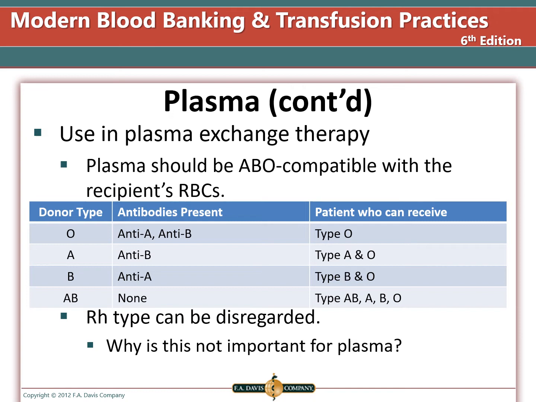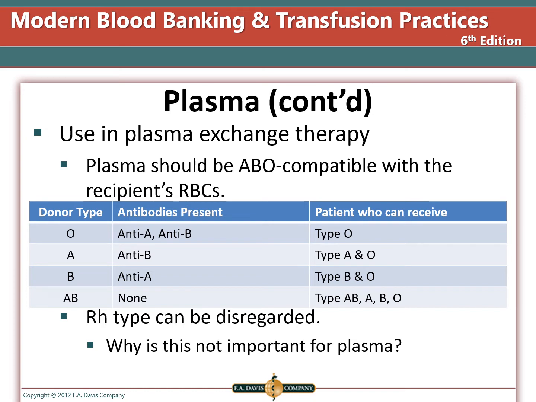Plasma can be used for exchange transfusions. Plasma must be ABO compatible with the recipient's red blood cells. This means that the plasma should not have antibodies to the patient's red blood cells. Type O plasma has anti-A and anti-B and can only be given to type O patients. Type A plasma has anti-B and therefore can be given to type A and type O patients. Type B plasma has anti-A and can be given to type B or type O. Type AB plasma does not have antibodies and is the universal donor for plasma.